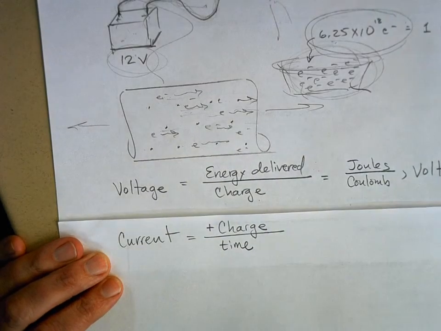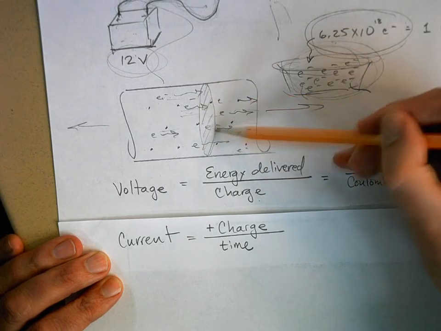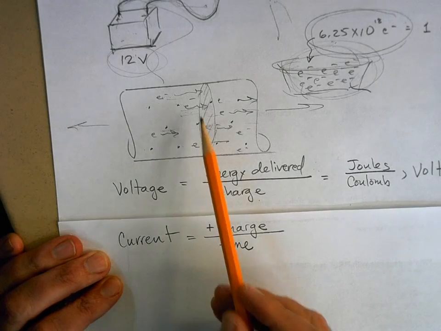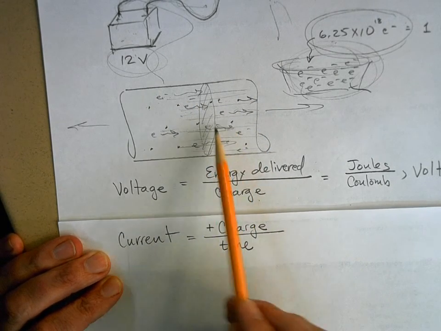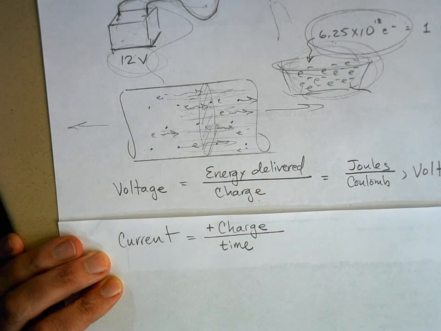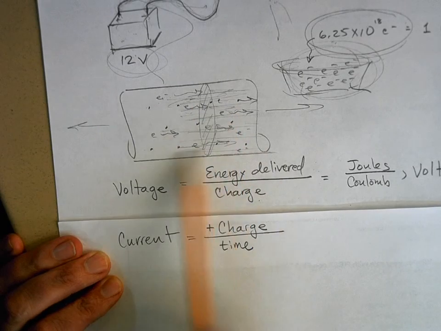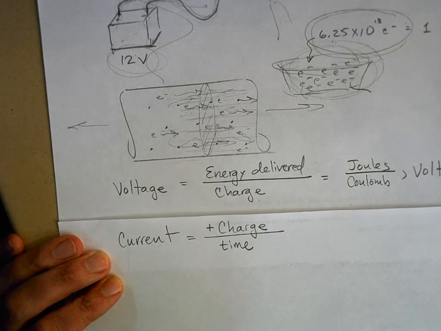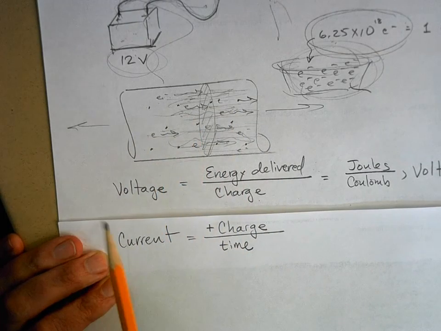So if you're in this wire, let's take this cross-sectional area of this wire. You have a little measuring device, and the electrons are flowing this way. Well, current is defined to be the amount of positive charge that is actually flowing the other way. In a wire, when electrons flow this way, we pretend in our imaginations that it's positive charge flowing the other way. Why? I'll tell you why.